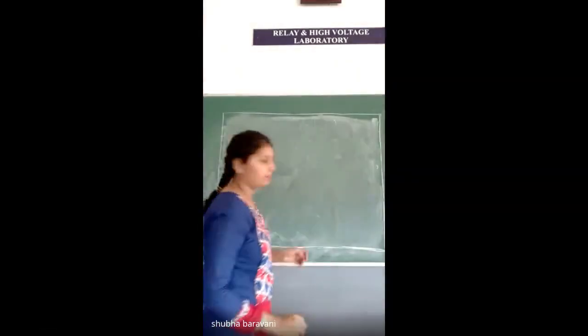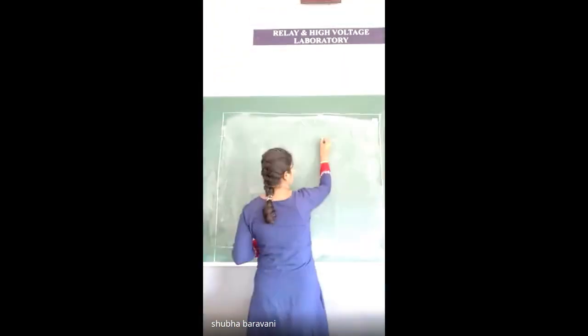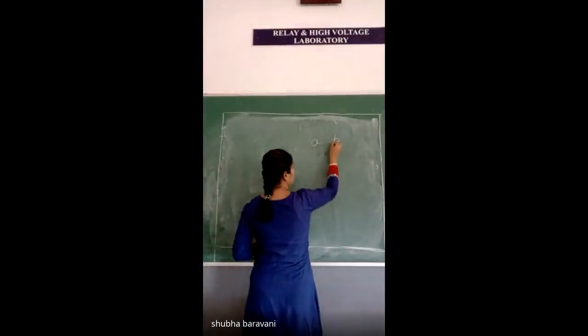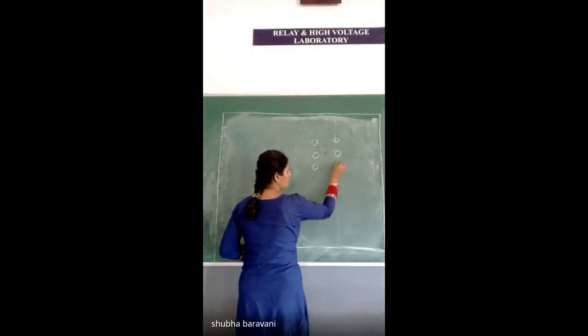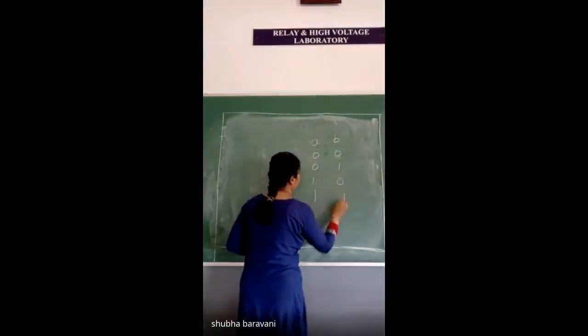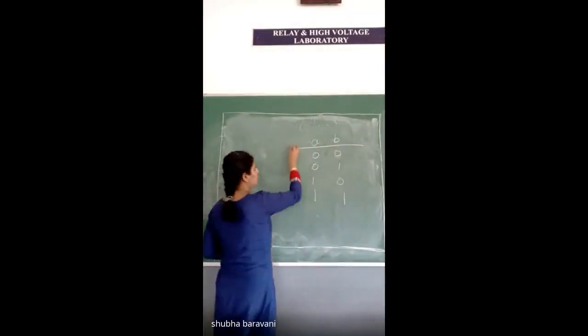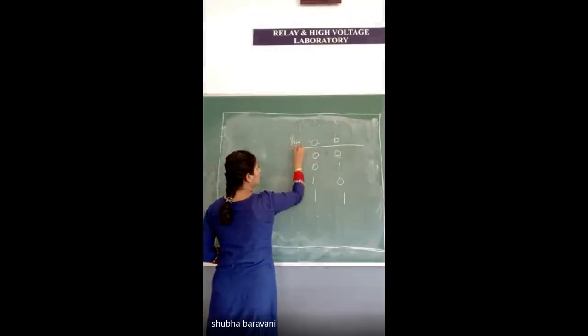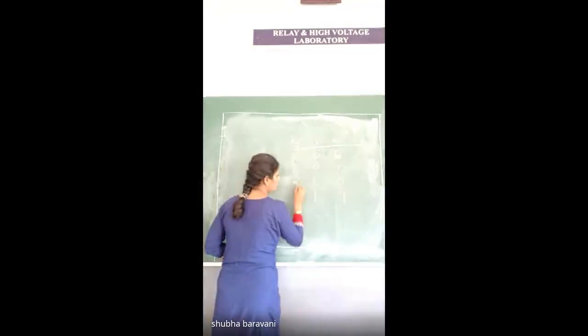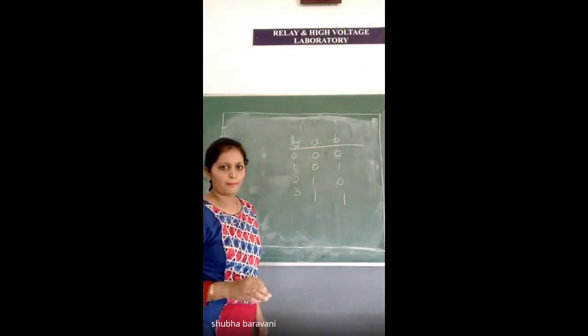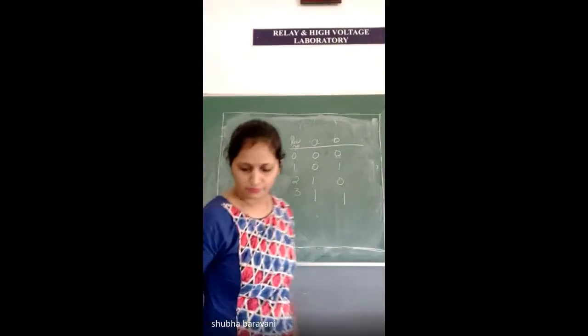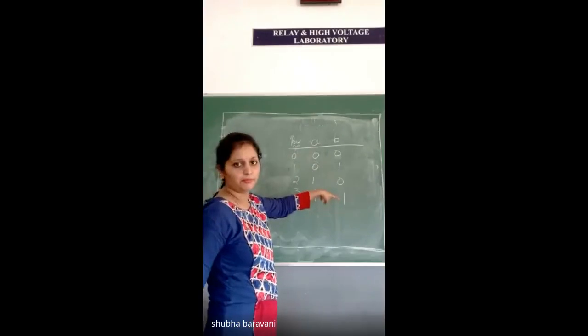Right? So when you draw a truth table for a two variable function, what do you have? You have A, B, plus 0 0, 0 1, 1 0 and 1 1. And the row numbers you get are 0, 1, 2, 3. Correct? Up till here it is correct? Understood?